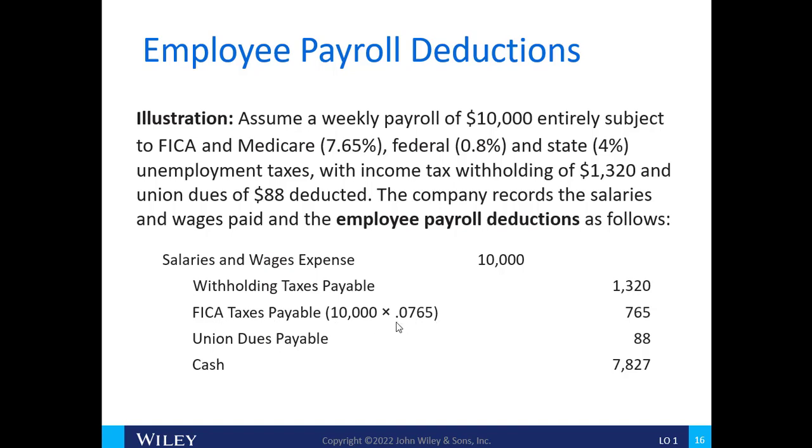FICA is 7.65%, or 0.0765, or $765. Union dues are $88. Now notice you don't have federal and state unemployment, the employee doesn't pay that. So this is coming out of the employee's paycheck. None of this is coming out of our pocket, so to speak. It's coming out of their paycheck. So they don't have to pay federal and state unemployment. That's going to be something we're going to have to do in a separate transaction. So since we've got everything else, then find out what the net is, what's left over after that, and that's going to be the amount of cash that would end up being paid to the employee.